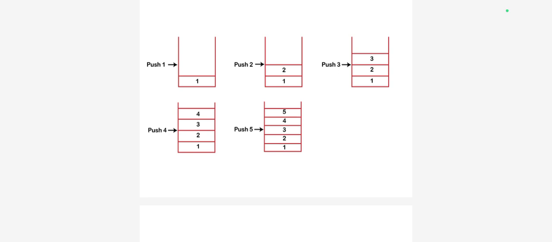In the next diagram, element 4 is ready to push inside the stack. Before pushing, here also we increment top by 1, which is top equals top plus 1, and then we can insert element 4. The next element is 5. Here 5 is ready to push inside the stack, and before inserting 5, first top is incremented by 1. Now in this situation the stack is full.